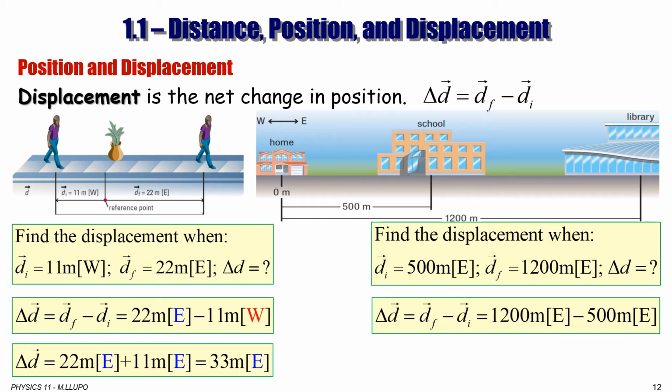Okay, so we do the same thing. Delta D is equal to D final minus D initial. D final is 1200 meters east minus 500 meters east. Since both directions are the same, we just quickly do 1200 meters minus 500 meters, which is 700 meters east.